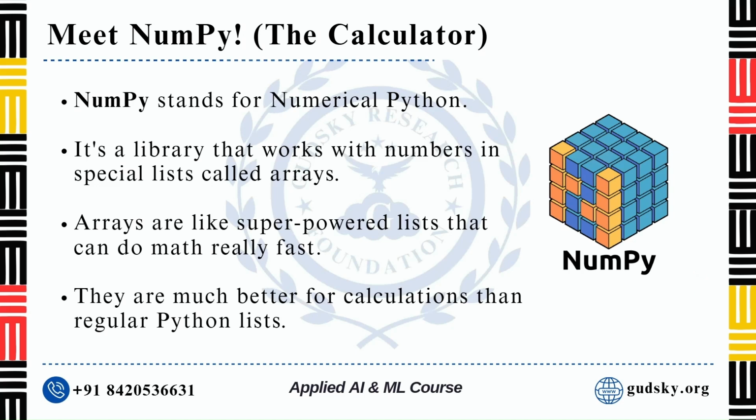So first step is NumPy. The name itself gives you a hint. It stands for numerical Python. At its core, NumPy helps you to work with numbers. Its main feature is something called an array. You can think of a NumPy array as a supercharged list that is built for doing maths really, really fast. If you have a massive list of numbers, a NumPy array is a much better choice than a regular Python list.